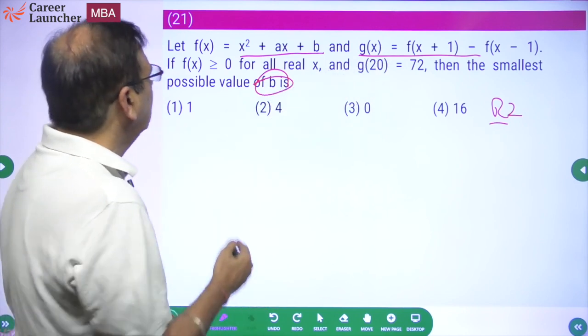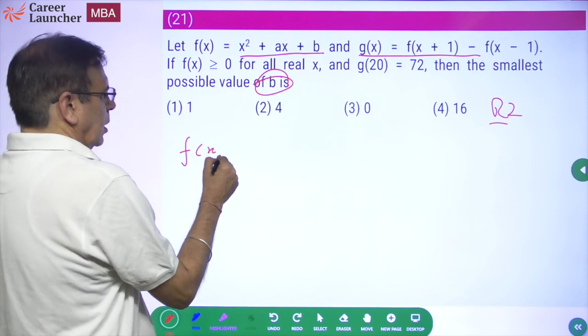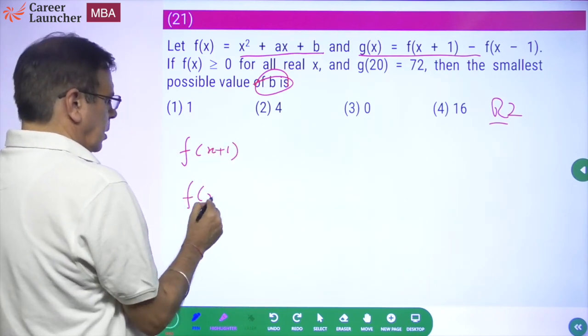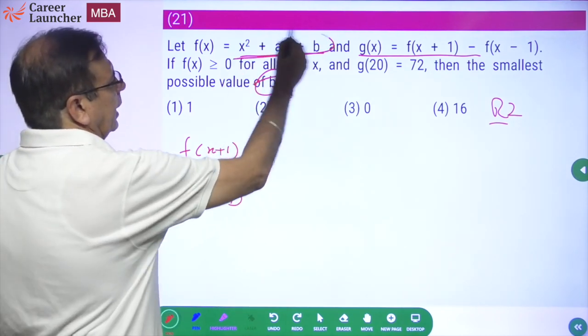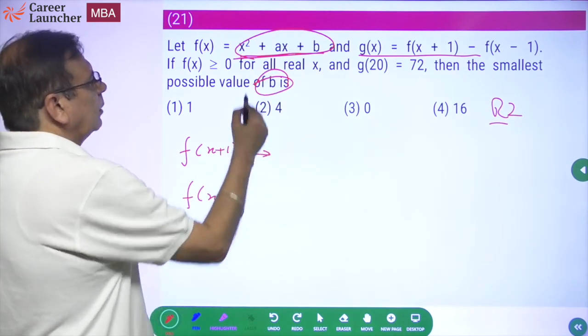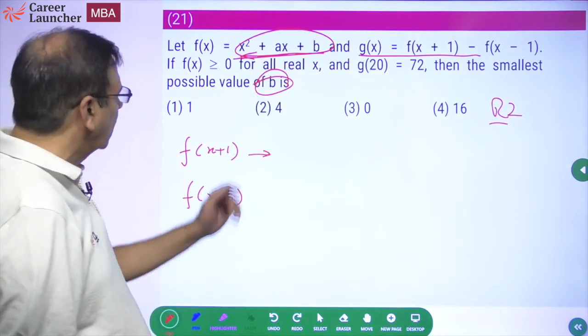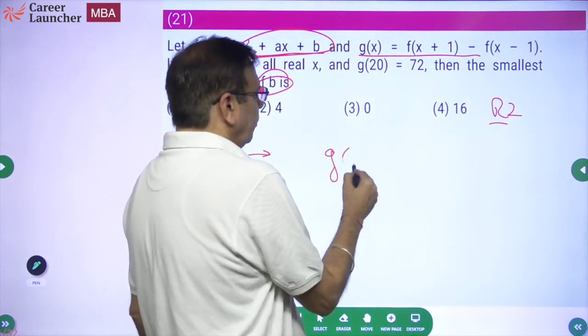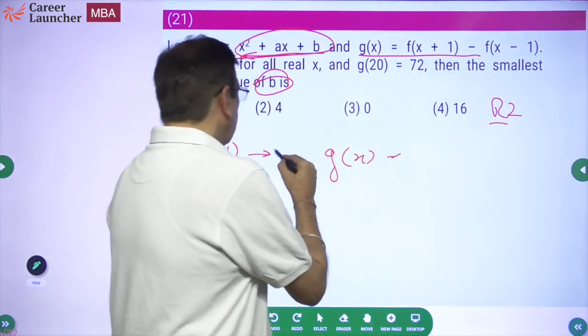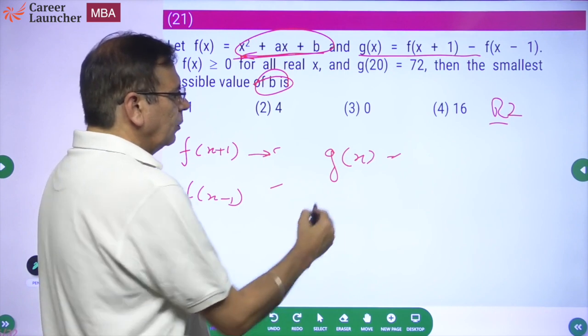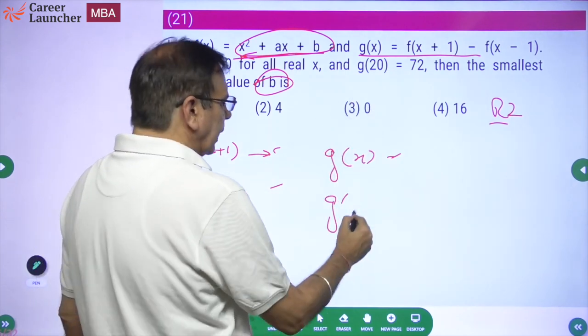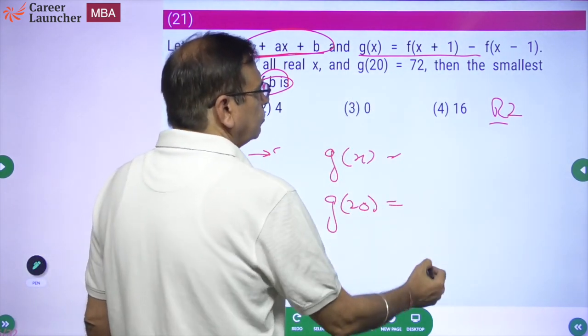What is fx plus 1? Put x plus 1 out here to get fx plus 1. Instead of x, put x minus 1 to get fx minus 1. What is gx? Is this. So find these two. And what is g? We are given g20. Okay. Then you can do it.